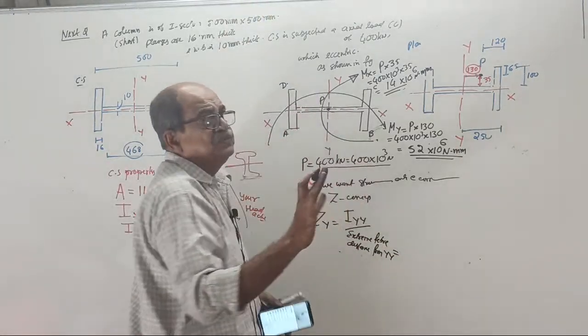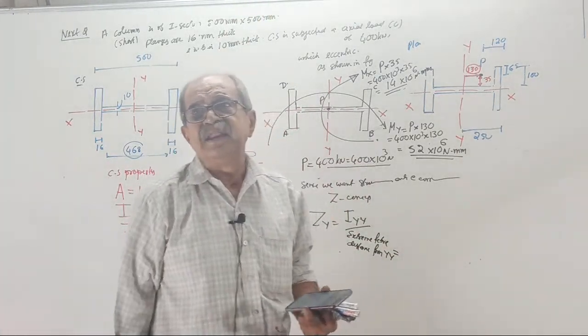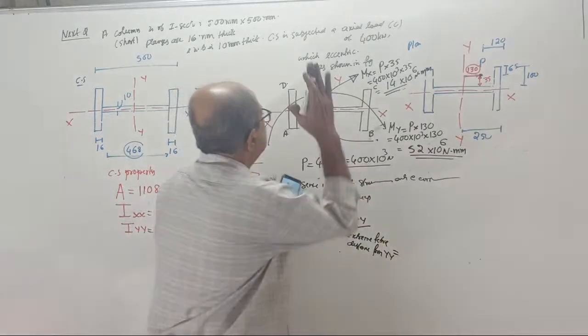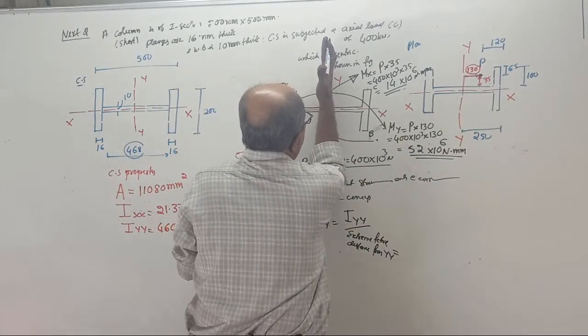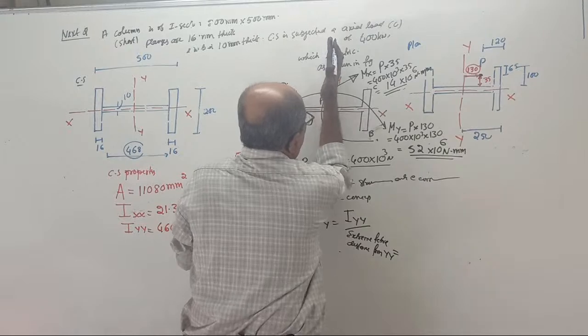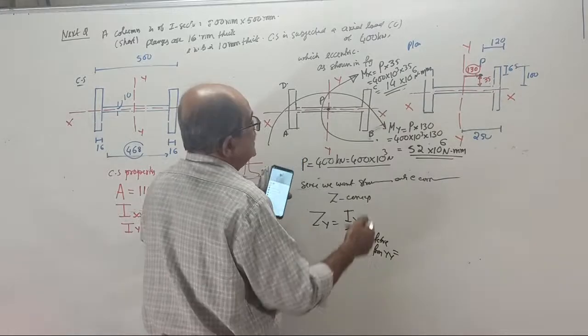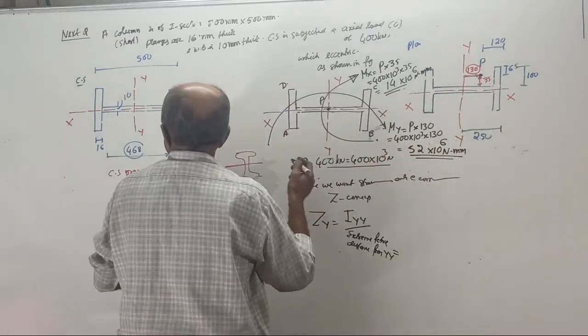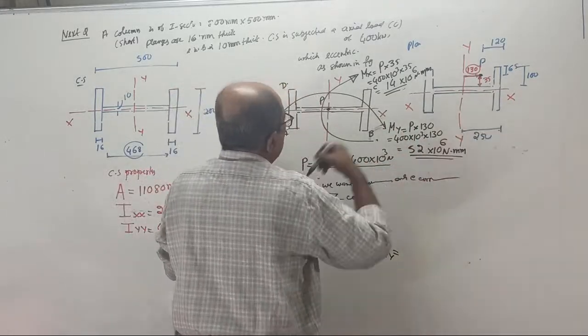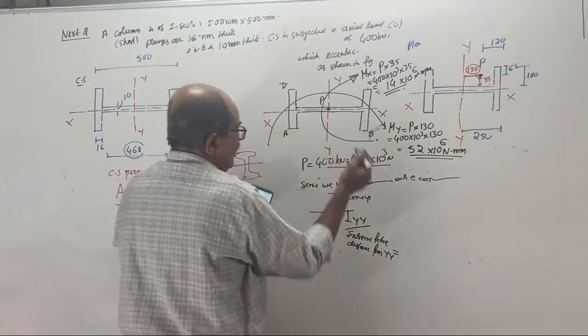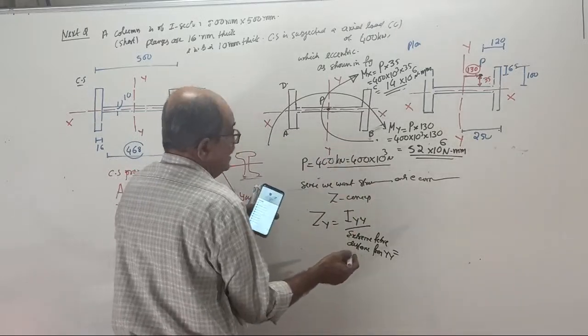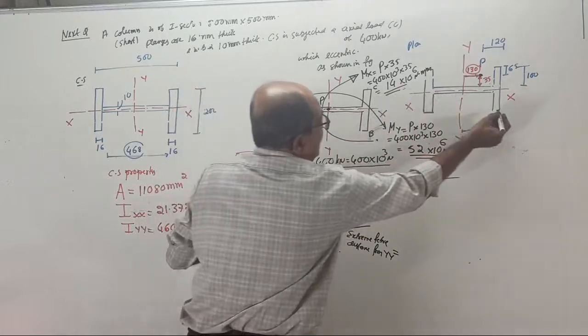Now you cannot use BD square by 6. Why? It is not a rectangle. Tell the answer. Z about YY equals I about YY divided by the extreme fiber distance from YY. How much? See the sketch there. You can write one more sketch here, or you can see here now. Either side, either that end or this end.